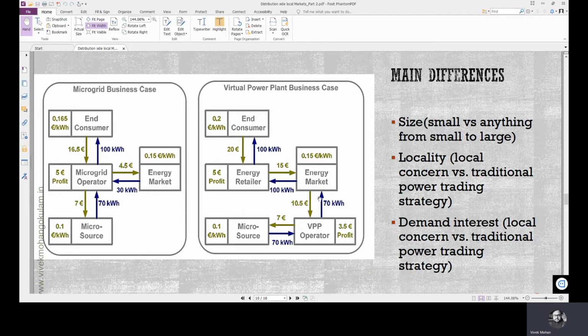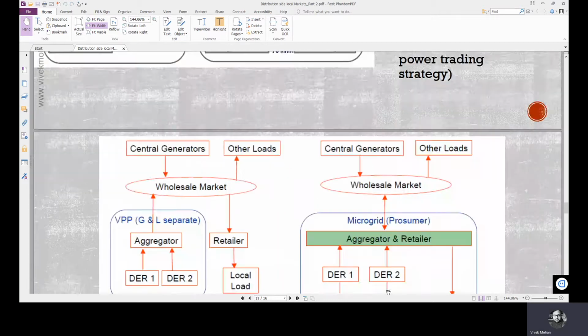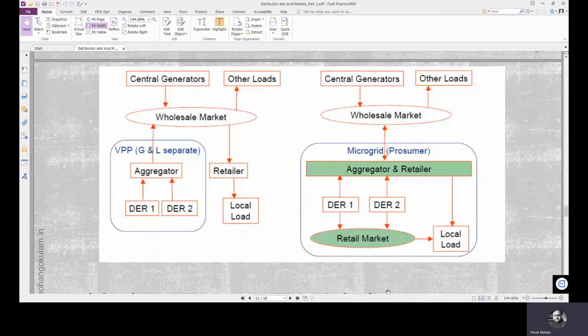Here definitely he has to go through the energy market. So more intermediaries. This is the basic difference between virtual power plant and microgrid with respect to business transactions. Now we will see the structure. What is the structure of a VPP and a microgrid?